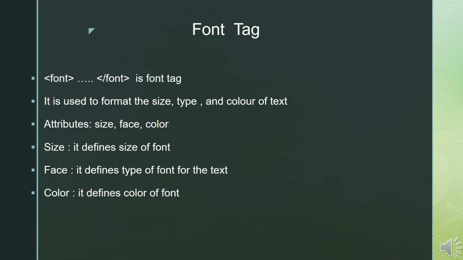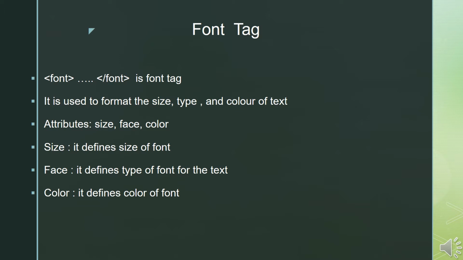The first tag for today's class is the font tag. The font tag is accompanied by a slash font, which means that it is a container tag. So whatever information you want to display has to be enclosed between the font tag and a closing font tag. It is used to format the size, type and the color of the enclosed text. So these three things can be implemented in the font tag.